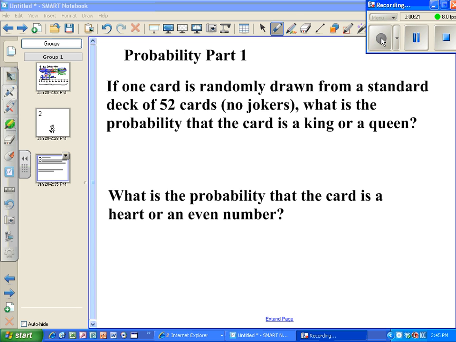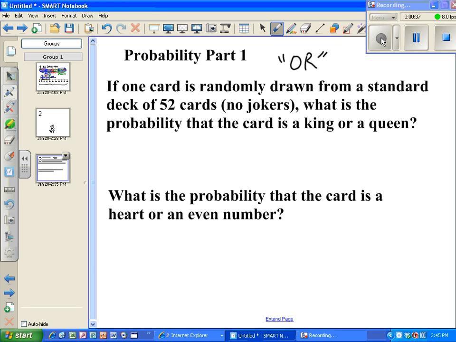Okay? If you look at this first one, it says if one card is randomly drawn from a standard deck of 52 cards, that means no jokers are going to be in there. What is the probability that the card is a king or a queen? Now there's a distinct word in here you have to be able to recognize. Or. Now when this word shows up, it doesn't always mean it's this type of problem. But I hope after this video you can at least see the type of problem we're looking at.